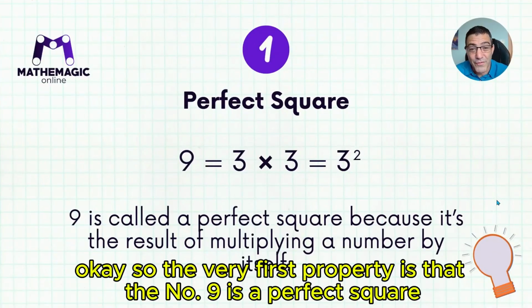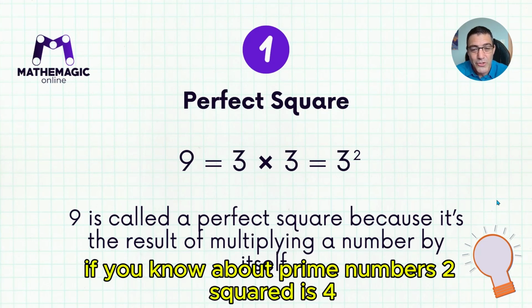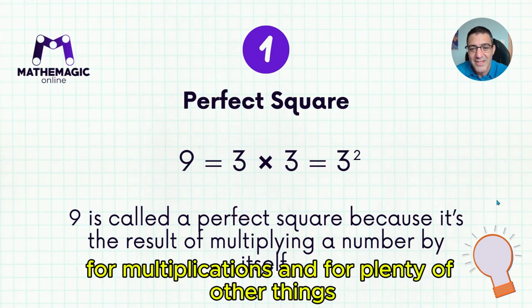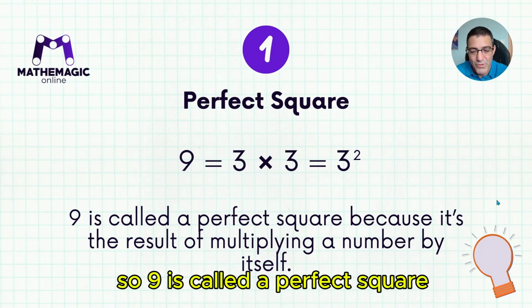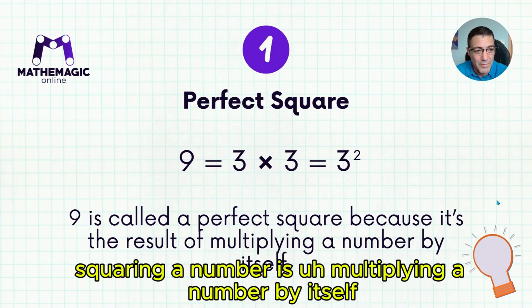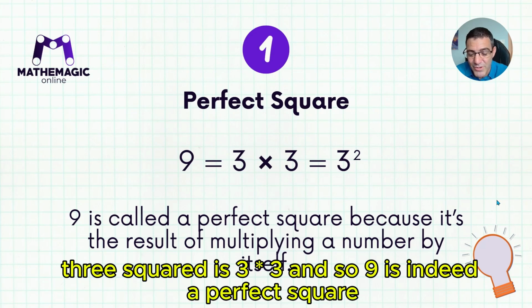Okay, so the very first property is that the number 9 is a perfect square. It is 3 squared. So if you're learning your squares, if you know about prime numbers, 2 squared is 4, 3 squared is 9. It's got application for Pythagoras theorem, for multiplications, and for plenty of other things. So 9 is called a perfect square because it's the result of multiplying a number by itself. Squaring a number is multiplying a number by itself. So say 5 squared is 5 times 5, 3 squared is 3 times 3, and so 9 is indeed a perfect square.